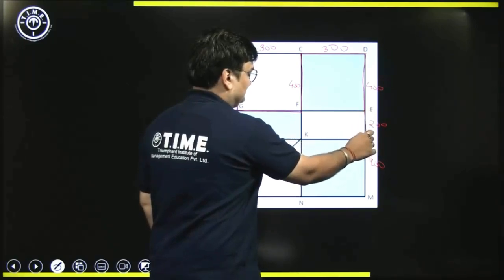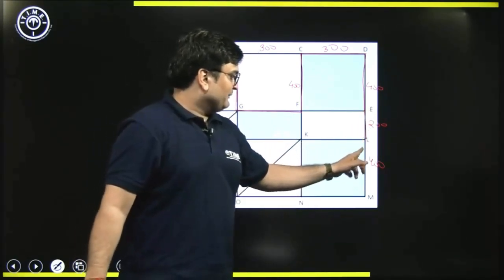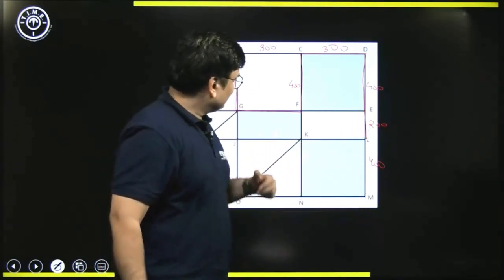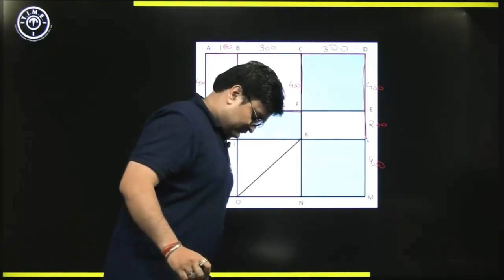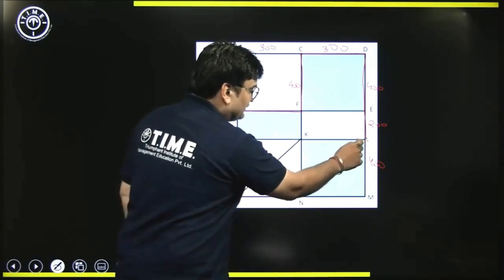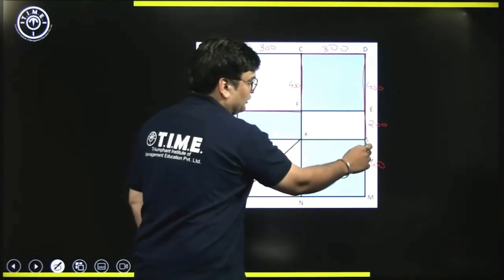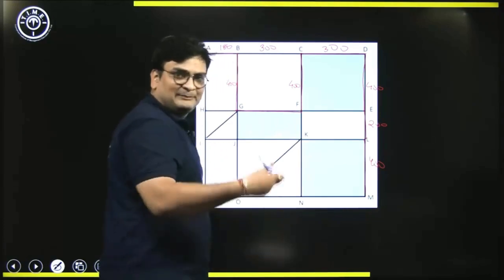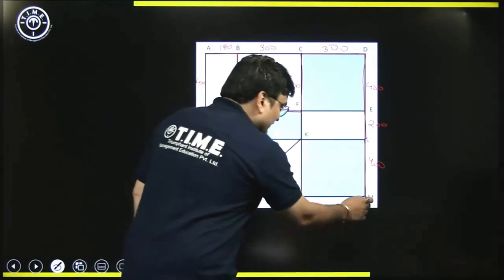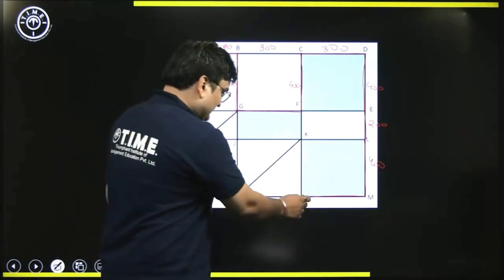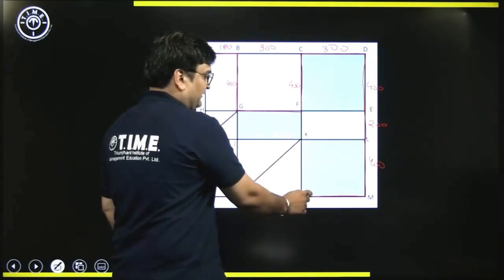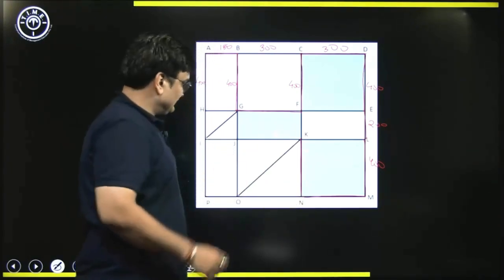From E, we will go to L. And please note, from L, we could either go to K, which will be 300, or we could go to M, which will be 400. I will prefer 400. From M, we can only go to N. From N, we could either continue like this or go like this. I will prefer this because this is longer.